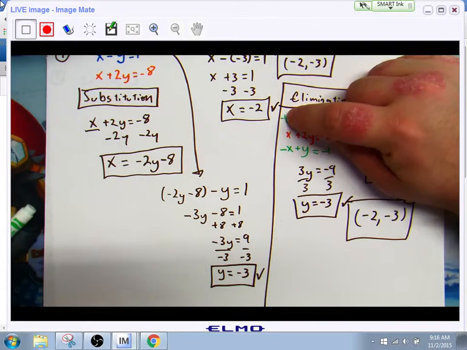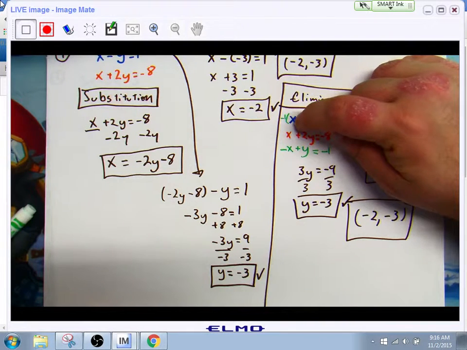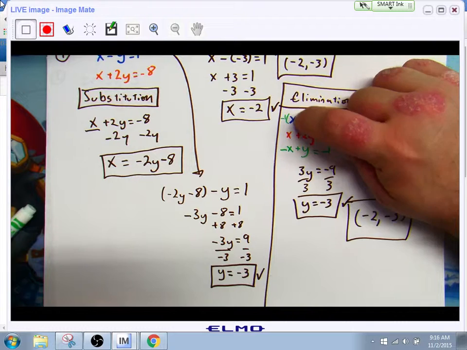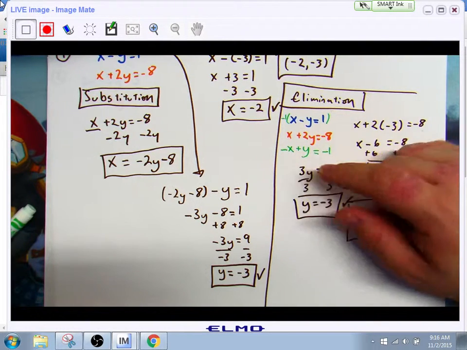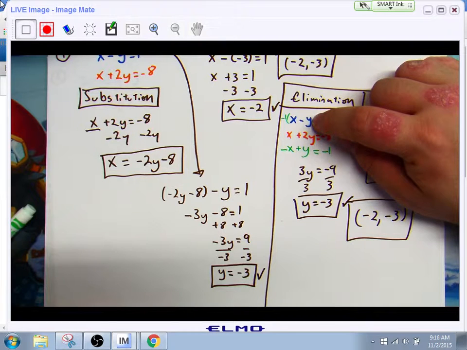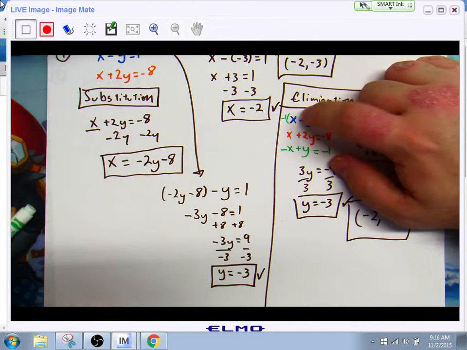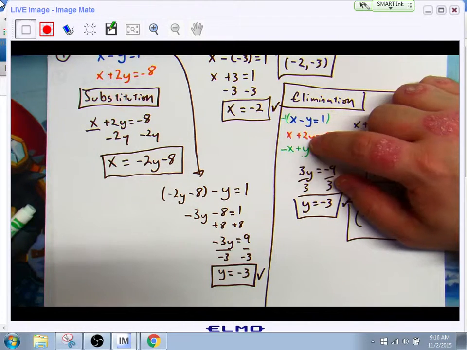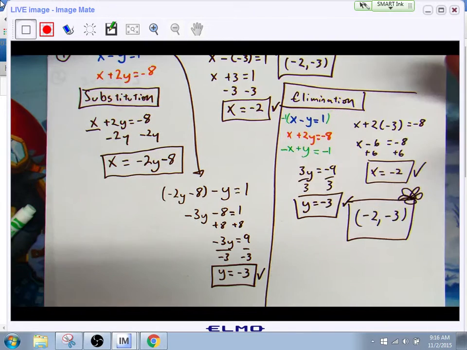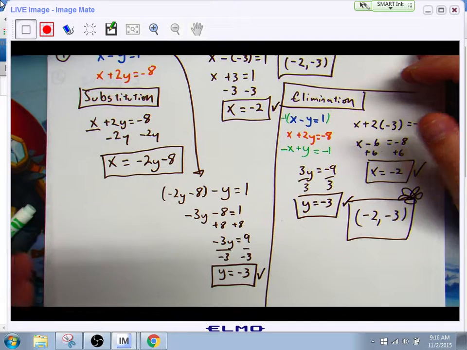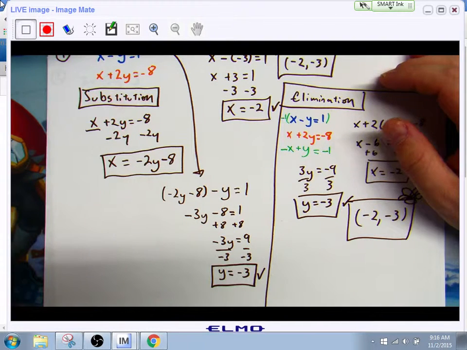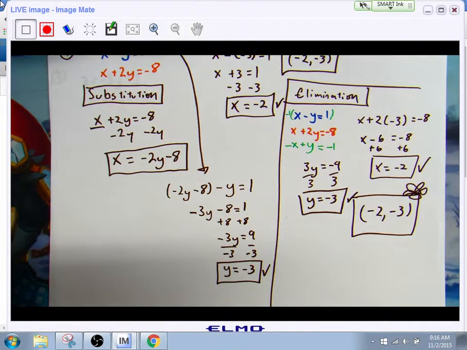I got the negative 1 because I knew that if x were negative, a negative 1 plus 1 would eliminate, and I would end up with 0 x's. You could have multiplied this by 2, so that you would have negative 2y plus 2y equals 0, and then your y's would have eliminated. Either of those would have worked. There are multiple ways to do it. That's just the way that I saw.